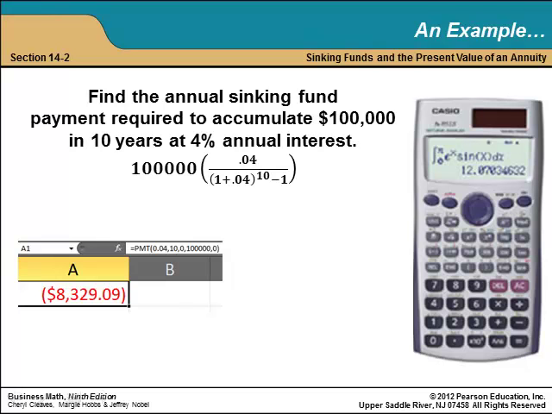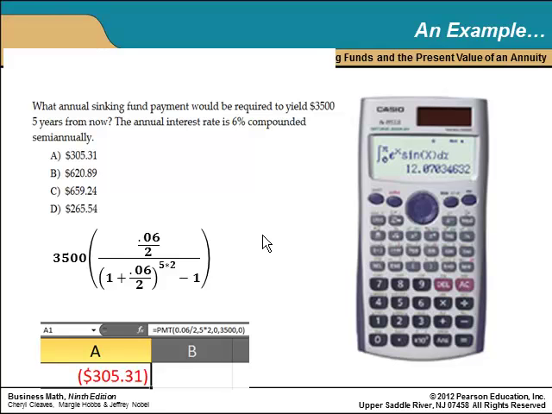Again, same formula, 4% for 10 years, and the future value will be $100,000. What annual sinking fund payment would be required to yield $3,500? So that's the future value.